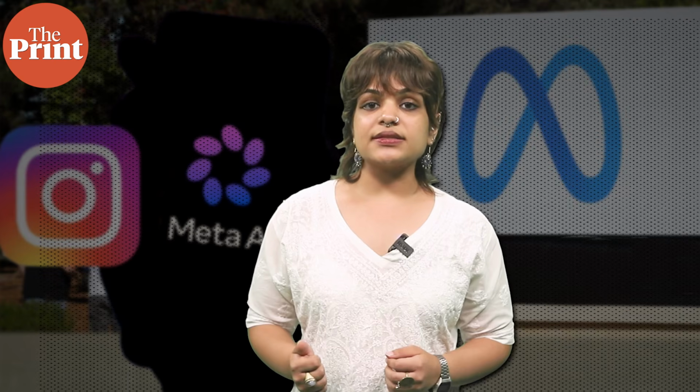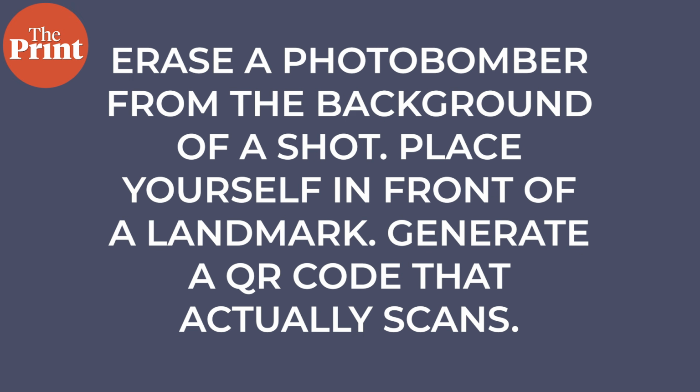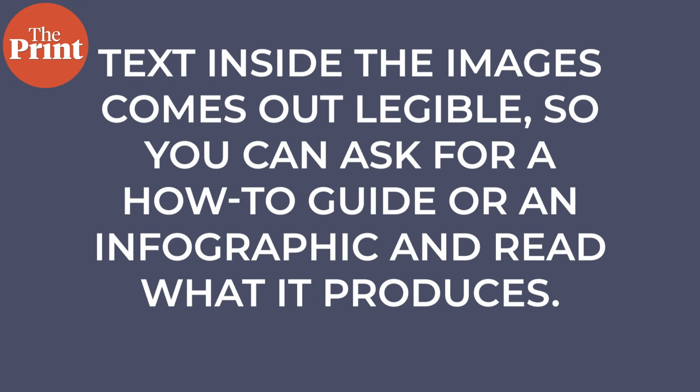Here is what Meta says the model can do. You describe what you want in ordinary language. It produces an image you can download or post straight to a feed, a story, or a chat. Meta's example: erase a photo bomber from the background of a shot, place yourself in front of a landmark, generate a QR code that actually scans. The company says text inside the images comes out legible, so you can ask for a how-to guide or an infographic and read what it produces.